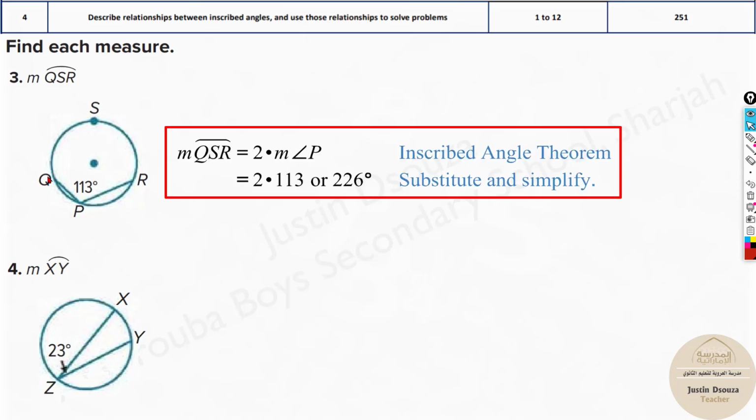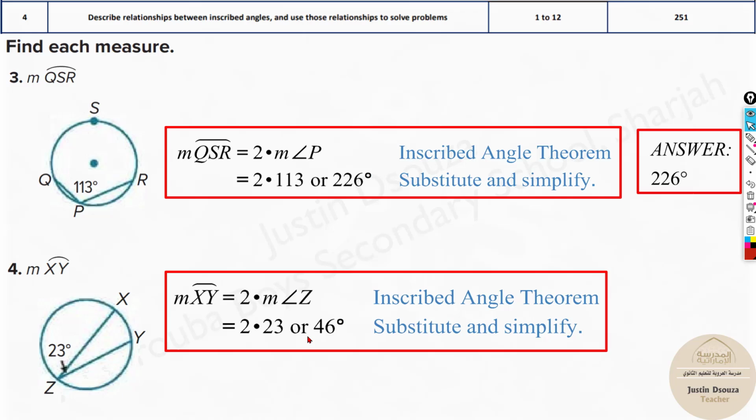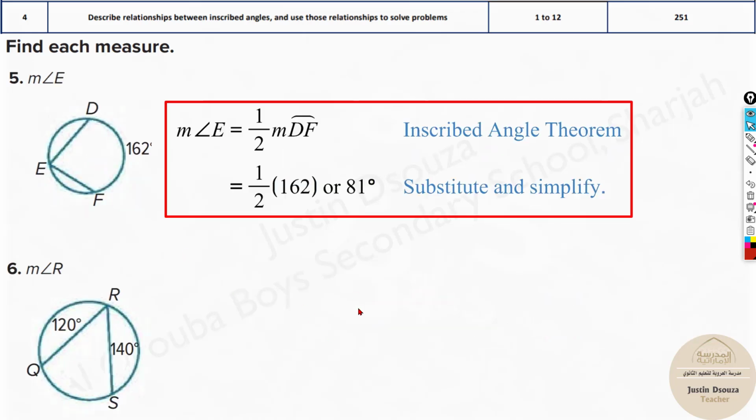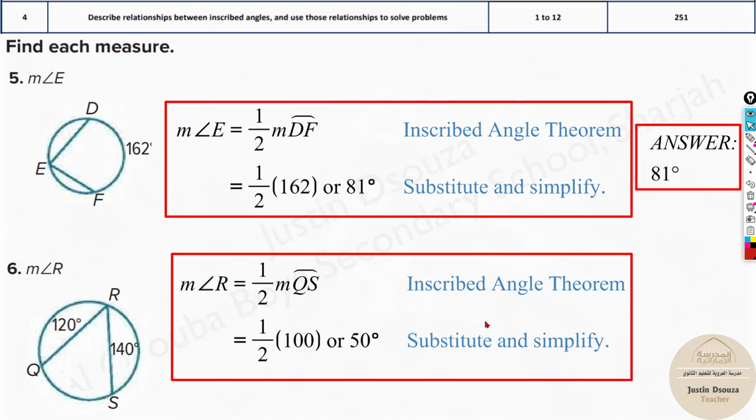Over here also it's the same thing, QSR. It'll be half of, 2 times 113 degrees. And this is 23, so this will be 2 times 23, 46 would be the answer. Try these by yourselves and then check for the answers. Everything is solved up over here.